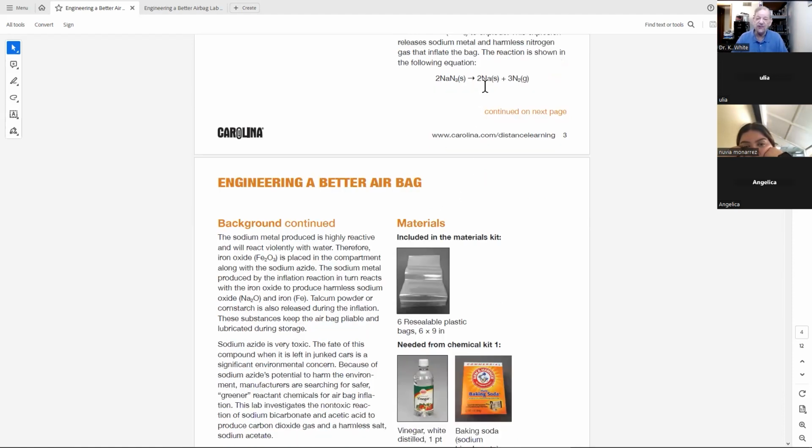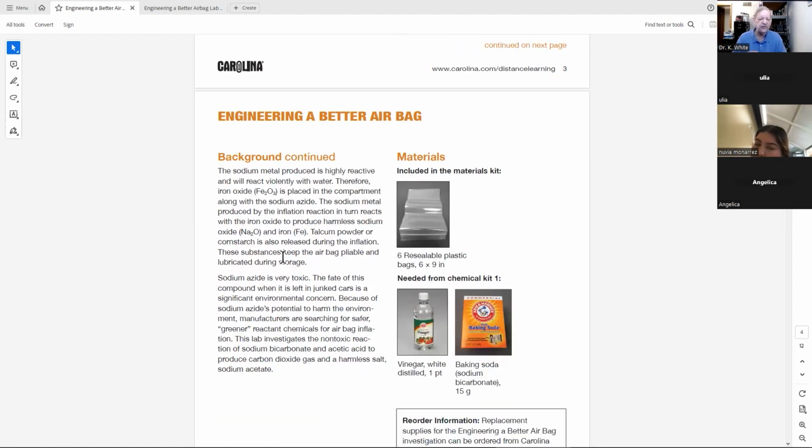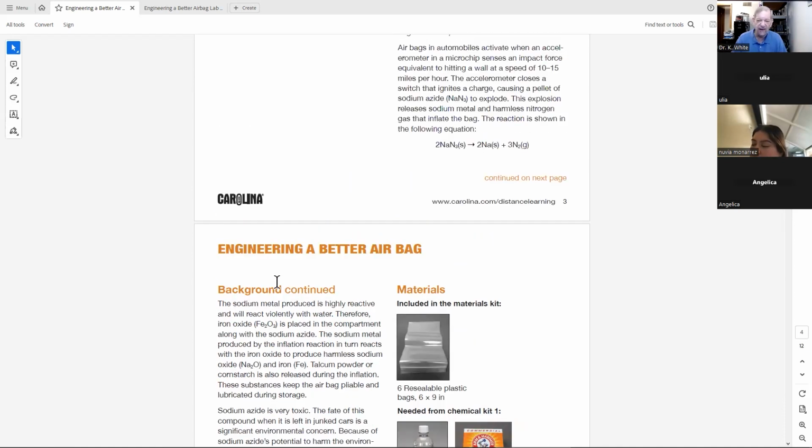Now, you're forming sodium. Sodium metal is very dangerous stuff. It reacts with water violently to give off hydrogen gas, which is also dangerous. And water only makes it do that quicker. So they put in ferric oxide, which reacts with the sodium metal to form sodium oxide and iron, which is pretty harmless. All right, unfortunately, sodium azide is toxic.